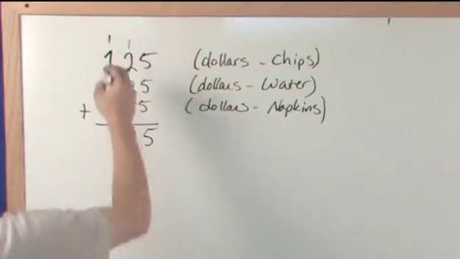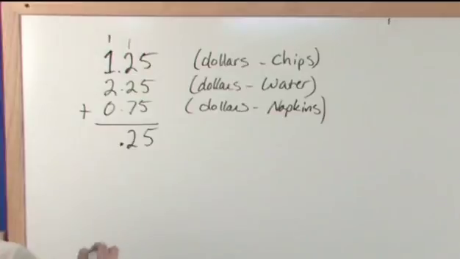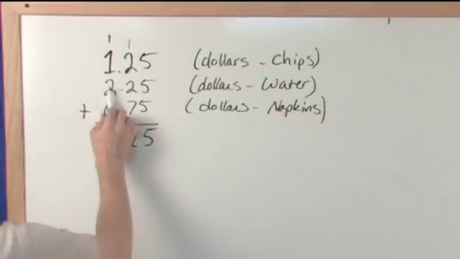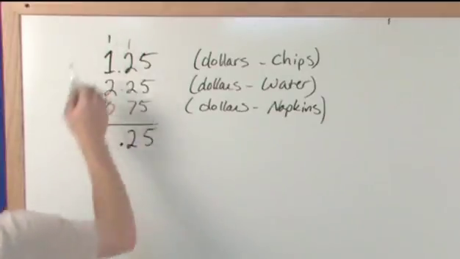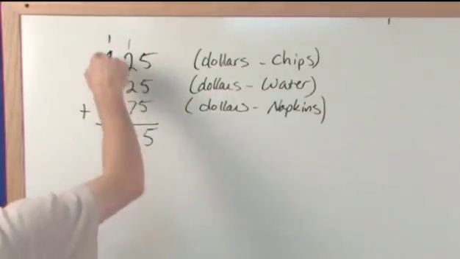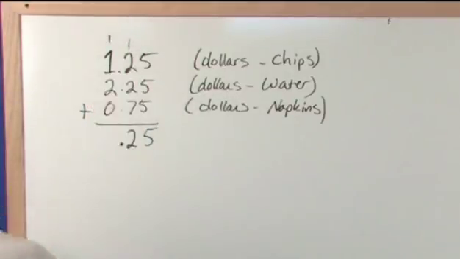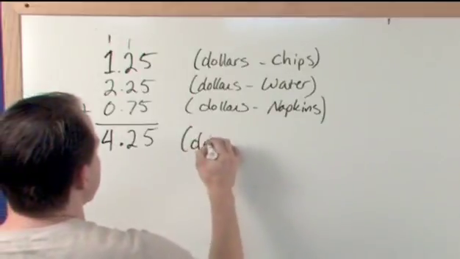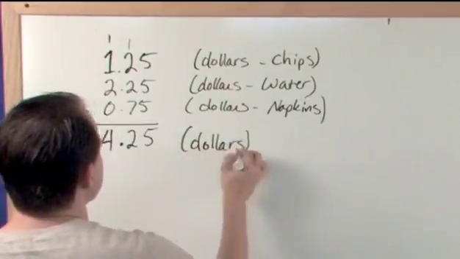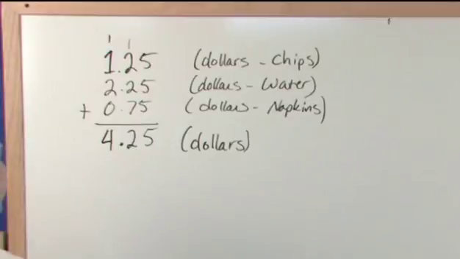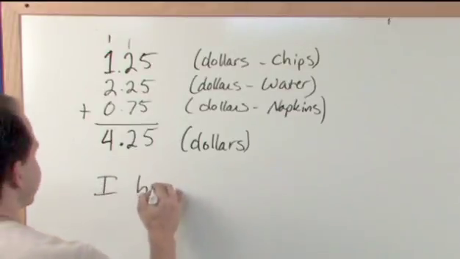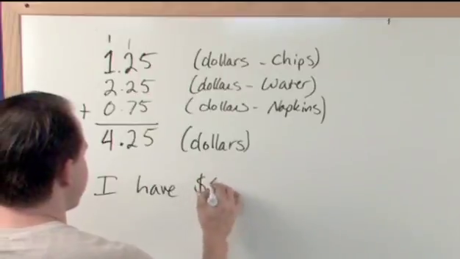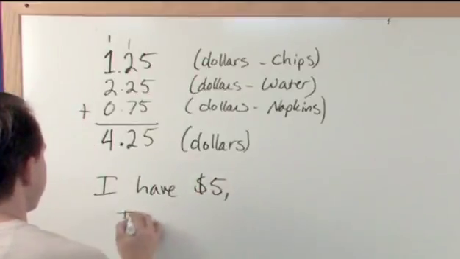Okay. The decimal point just falls right on through to the bottom. And now I'm in this column. 2 plus 1 is 3, plus 1 is 4. So starting at 2, plus 1 is 3, plus 1 is 4. So the answer is $4.25. So I have $5, because the problem says I have $5, so I have enough.